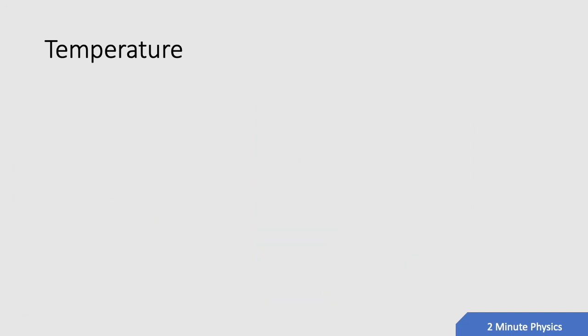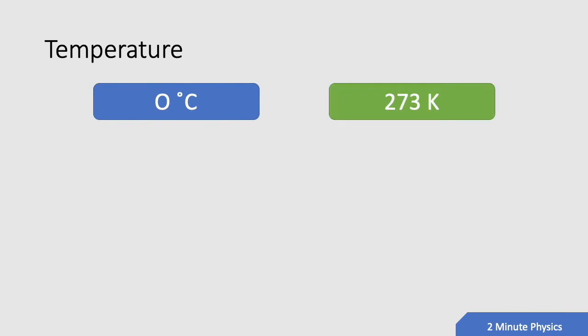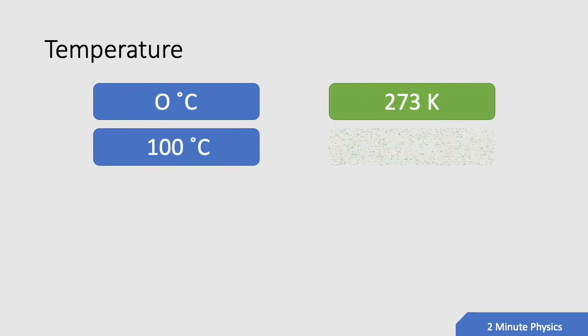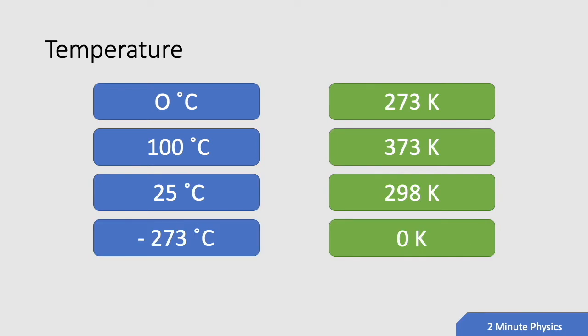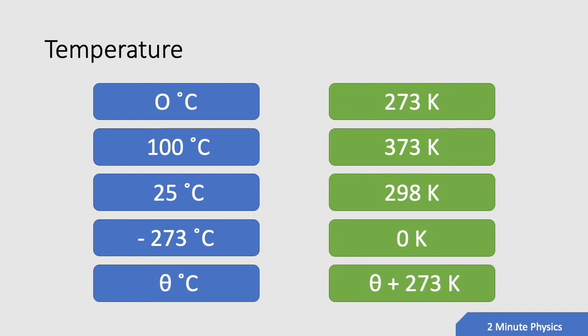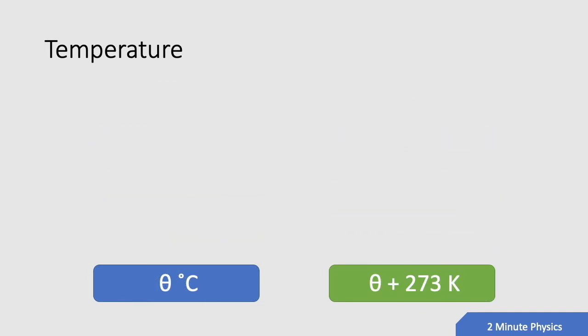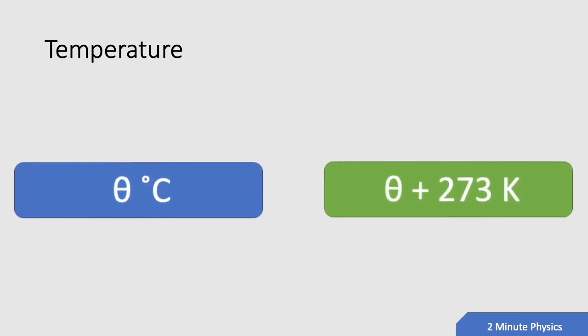This part of converting units in degrees Celsius to Kelvin is particularly important. If we have 0 degrees Celsius, we have 273 Kelvin. If we have 100, we have 373, and if we have 25, we have 298. If we have 0 Kelvin, that is equal to negative 273 degrees Celsius. In the end, we can conclude that to convert degrees Celsius into Kelvin, we can do it by simply adding 273 to its temperature in degrees Celsius. It is just that simple.